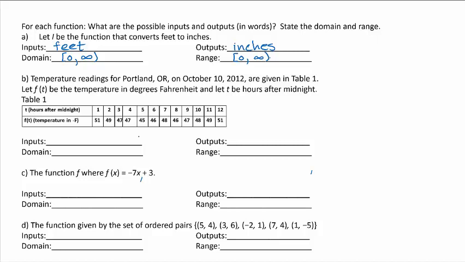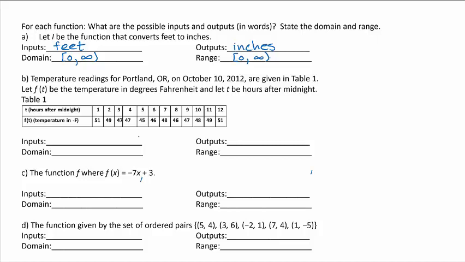right, that it's a unit of distance. Okay, so now with this next example, we have temperature readings for Portland, Oregon on October 10th, 2012, given in Table 1. Let f of t be temperature in degrees Fahrenheit, and let t be hours after midnight. Okay, so in our table we have this row of t values, which is hours after midnight, and then f of t being the temperature in degrees Fahrenheit.